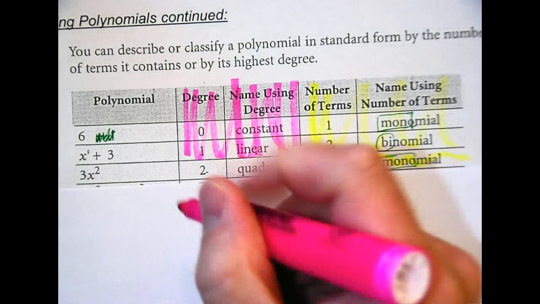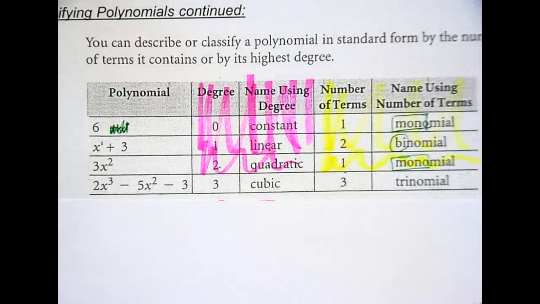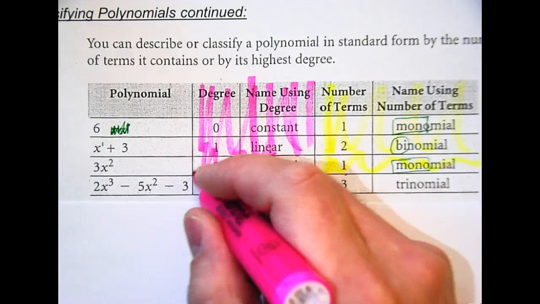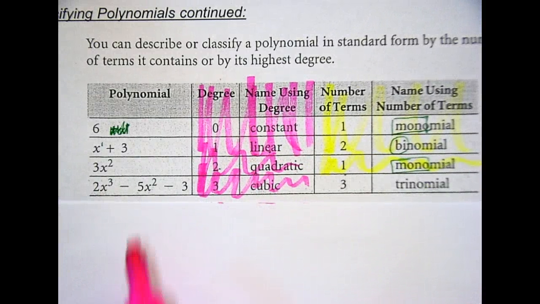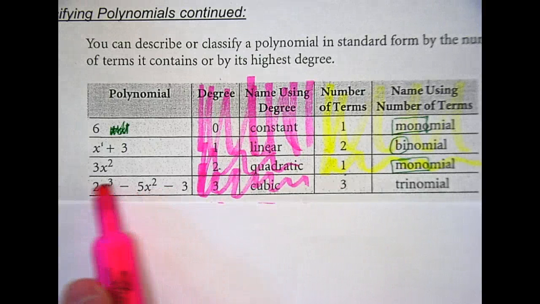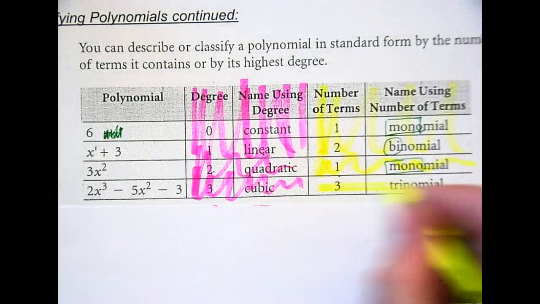And then the last one we've got on here, notice this one has the highest degree of 3. Okay? It's a cubic. Notice it has the squared in there as well, but the highest one is 3, so we call it a cubic. It's got 3 terms in it. 3 terms meaning it's called a trinomial.